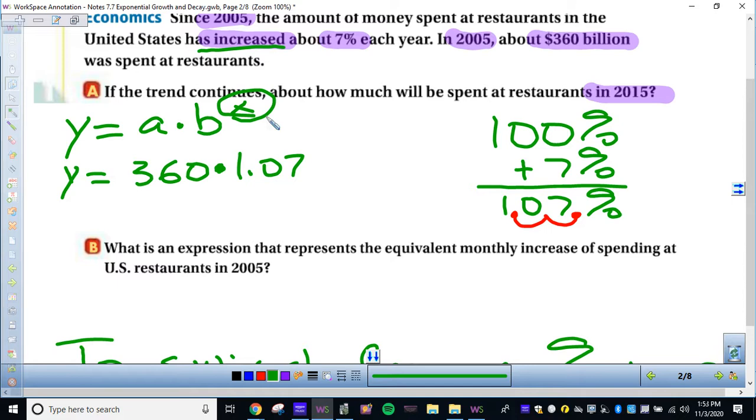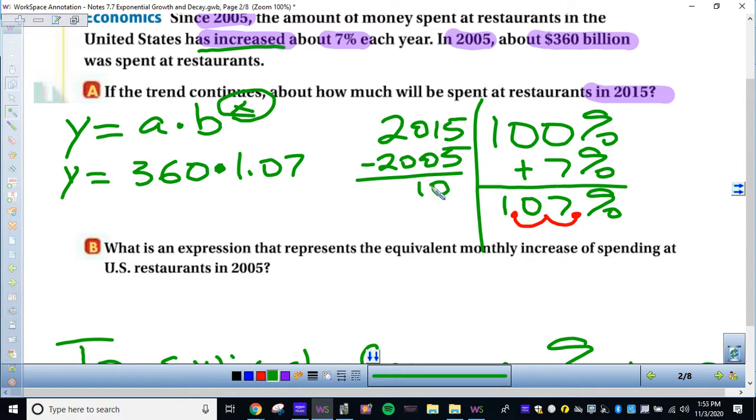Okay, so we need to figure out what goes in for the x. So we started at 2005, and they want to know at 2015 how much money was spent in restaurants. How many years difference is that? One? See, it's backwards for me, Cole, so you got to switch them. There you go. Nice. Yes, it is 10, right? So to get that exponent, all you have to do is do 2015 minus 2005, and we get 10. So that's our exponent. After 10 more years, how much money was spent in restaurants.